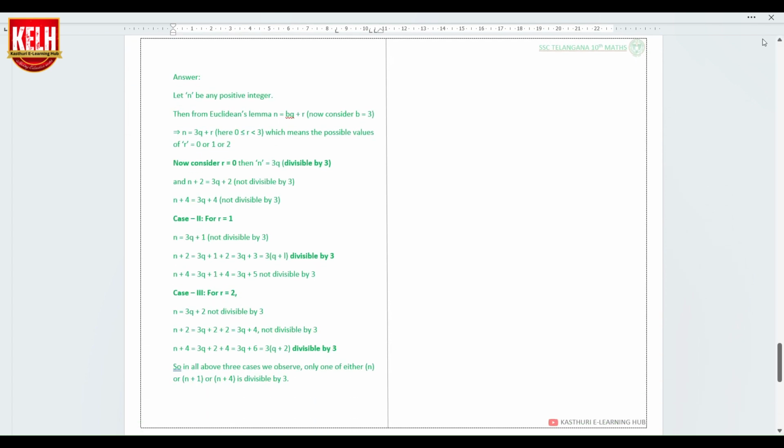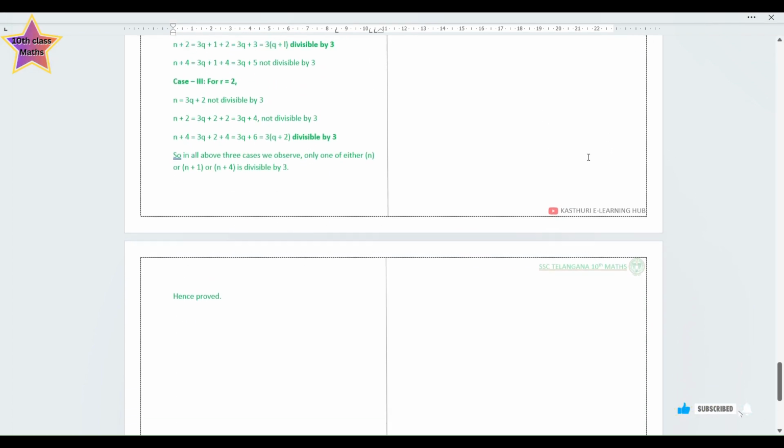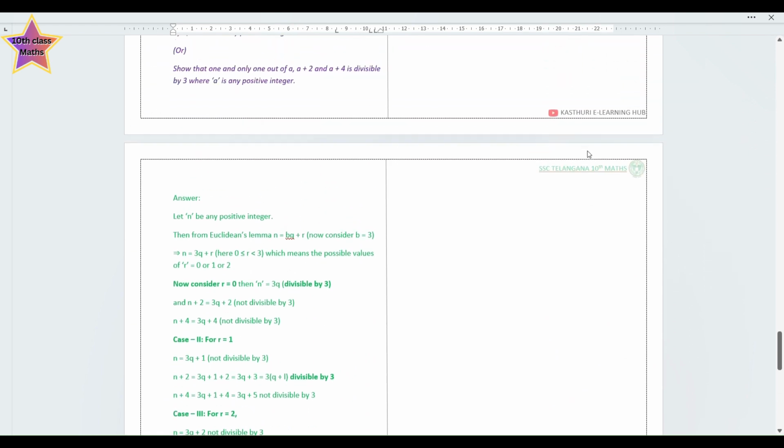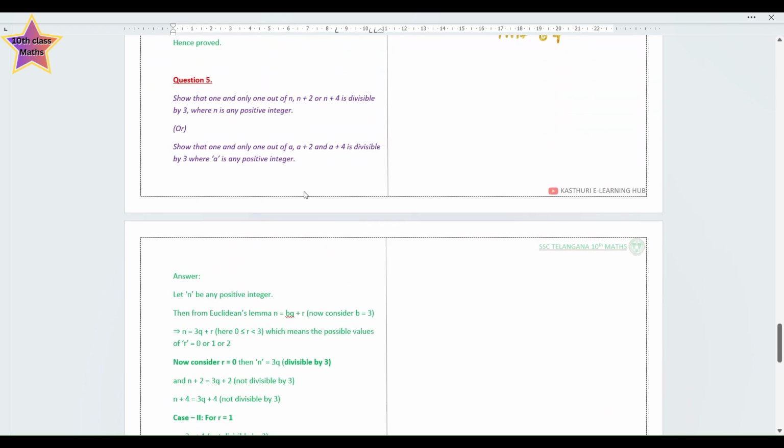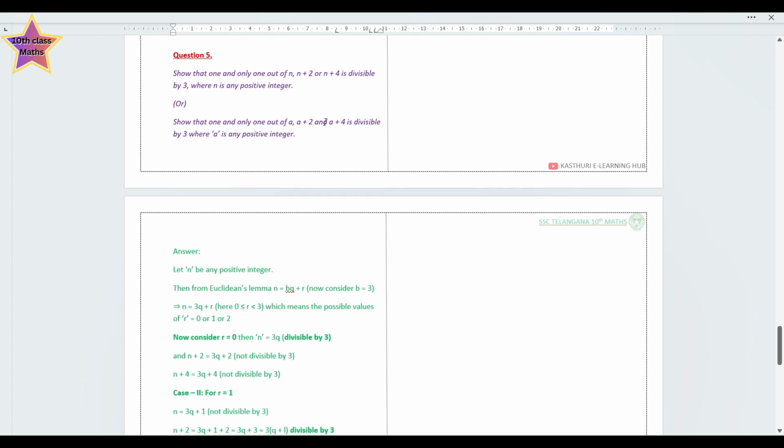If n is any positive integer, using Euclid's lemma, n equals bq plus r. If n is confusing, you can use a only. According to the below one, they have given a only, so you can write a here also. a equals bq plus r. So this is given as divisible by 3. Okay, so divisible by 3.